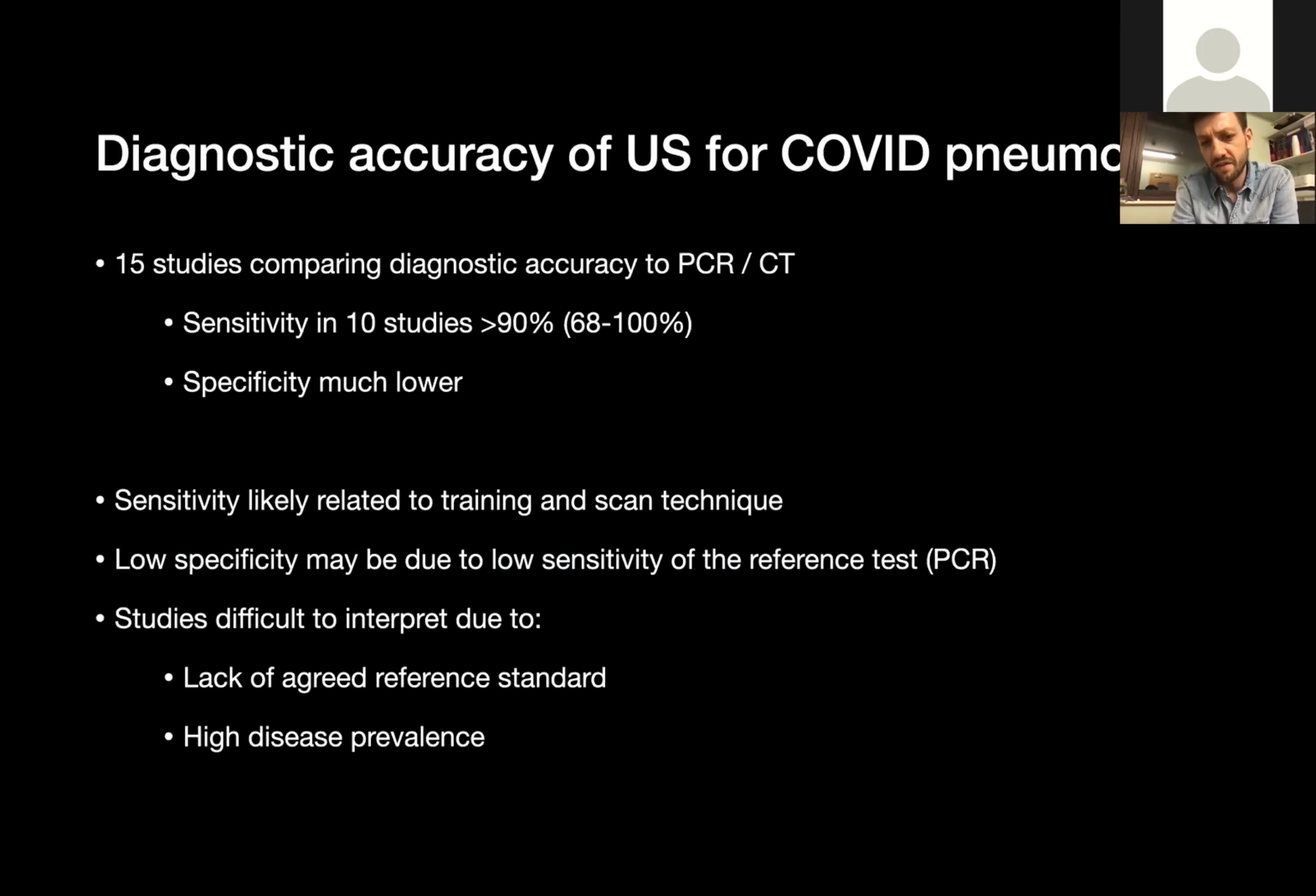We think that sensitivity is most likely going to be related to training and scan techniques. So experienced practitioners are more likely to pick up more lung ultrasound changes. And we think that the low specificity is actually in part due to the low sensitivity of PCR. So if you can get your head around that, if your PCR is negative and you're comparing your lung ultrasound to a negative PCR, then this is going to affect the specificity of your lung ultrasound.